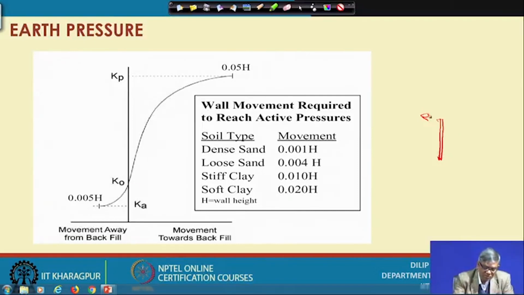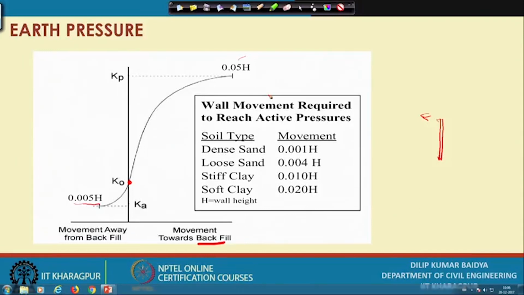This diagram shows, as I have already told, the K naught condition, this is the pressure. For Ka, the movement will be 0.005 h away from the backfill, and for movement towards the backfill, the movement is 0.05 h. If the height of the wall is h, then 0.05 h is the maximum wall movement for the passive case, whereas 0.005 h movement is possible before failing in the active case. This movement is the maximum given, but again based on soil type, for dense sand it is actually 0.001 h to reach active pressure.